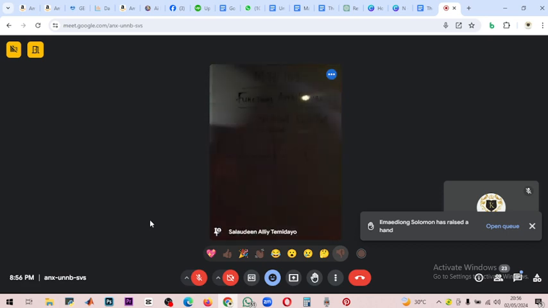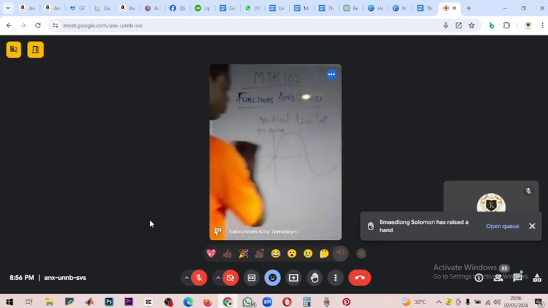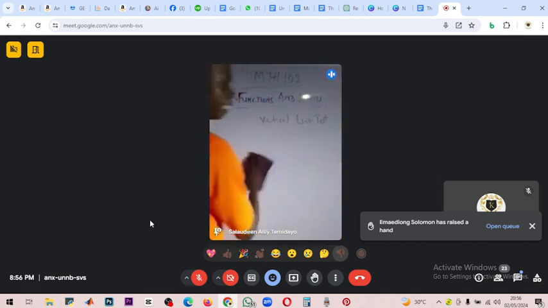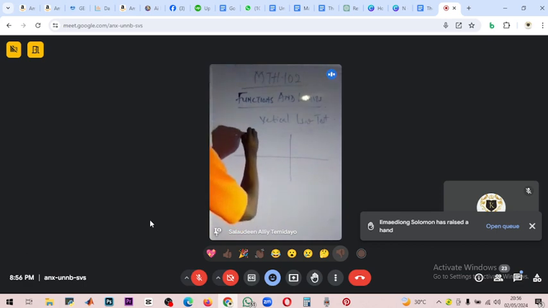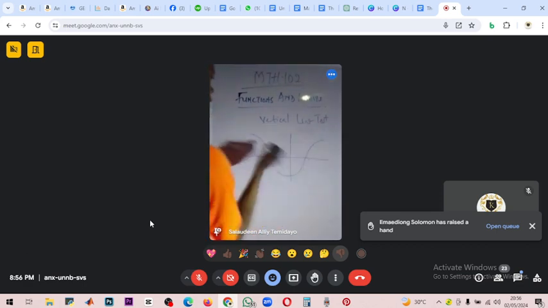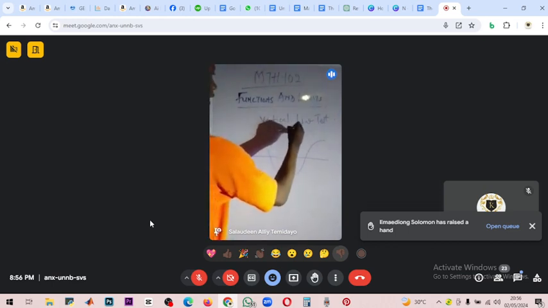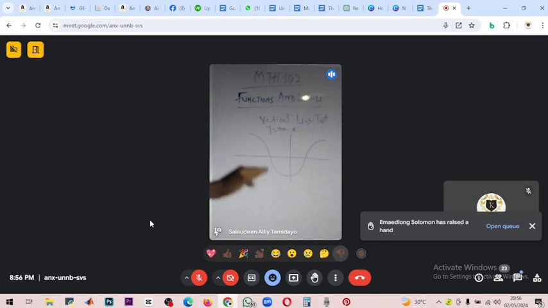If it's tan x, this is the graph of tan x. The graph of tan x starts from this place, comes this way. So y equals tan x. I would like you to be putting them down. Y equals tan x here. This graph you're seeing here. These are for trigonometric functions. Y equals tan x.